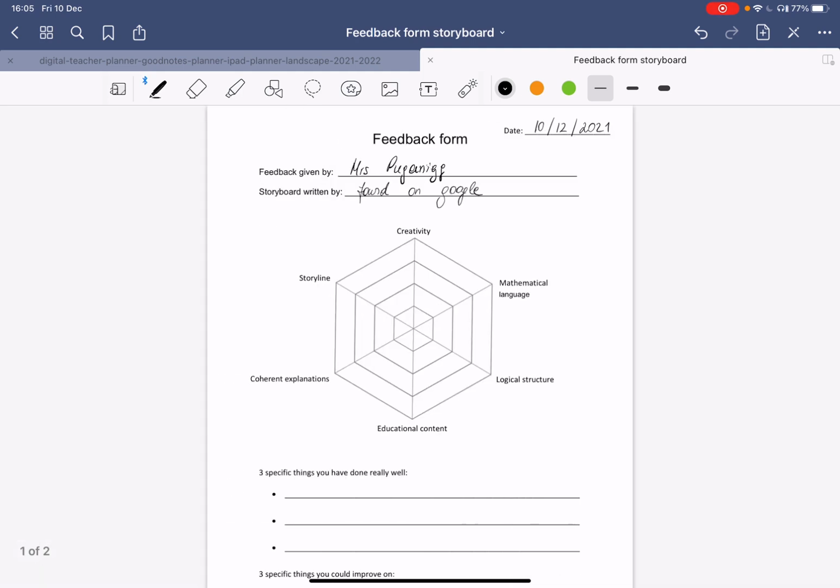So now that you're back, let's go through how to give feedback on that. So I am actually going to give feedback on 6 criteria. I'm going to give feedback on the mathematical language, the logical structure, the educational content, coherent explanations, the storyline, and the creativity. So I'm going to start with creativity.